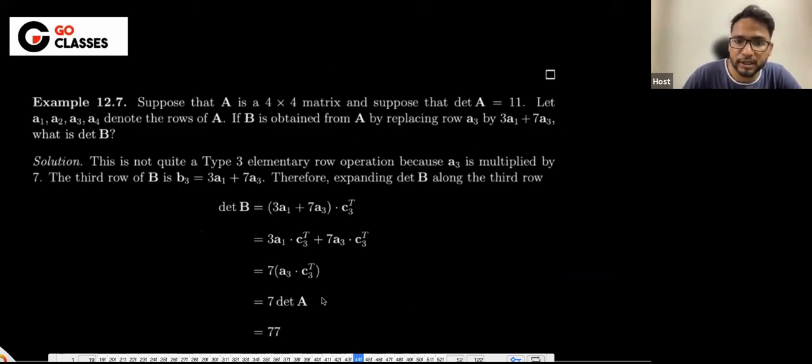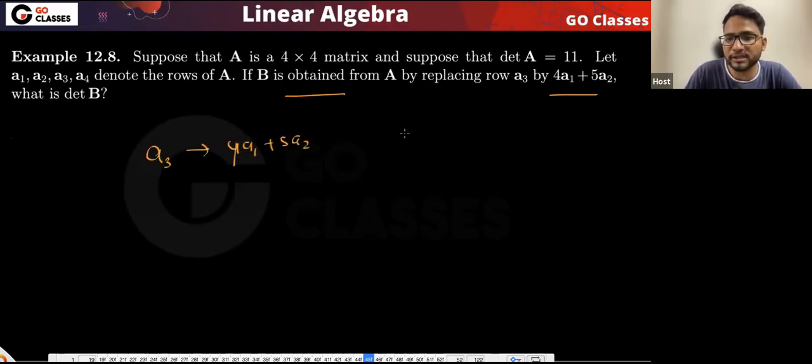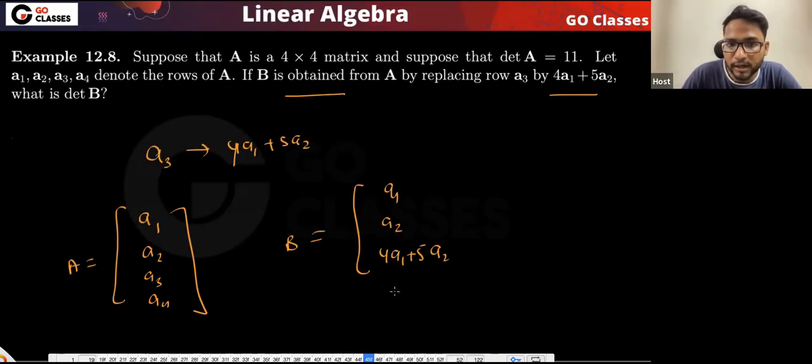Now, if you want to see the solution, that is there. Now tell me this. Suppose that A is a 4 cross 4, and B is obtained from A by replacing A3 by 4A1 plus 5A2. I mean, this is not an elementary row operation, I completely agree, but if this is A1, A2, A3, A4, if this is A, then there is a matrix B which is A1, A2, and then 4A1 plus 5A2, and then A4. Then what is the answer?